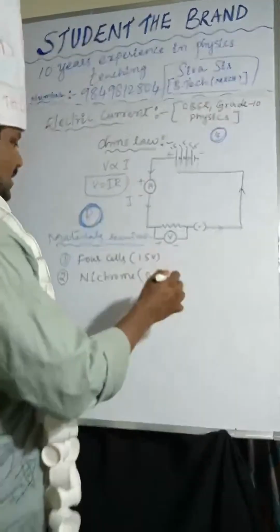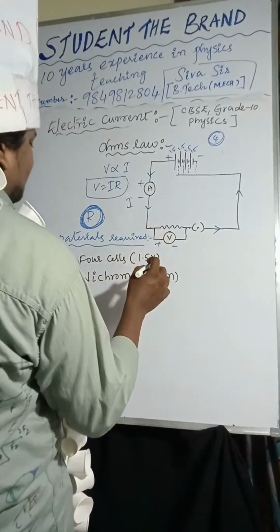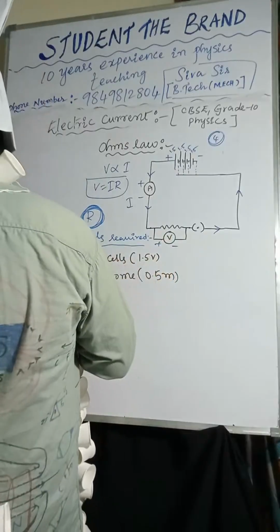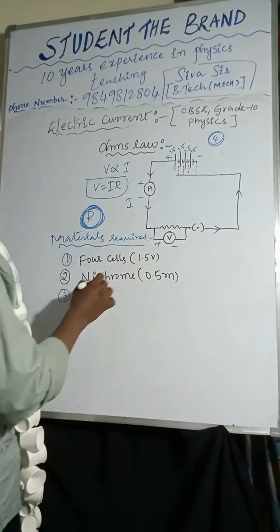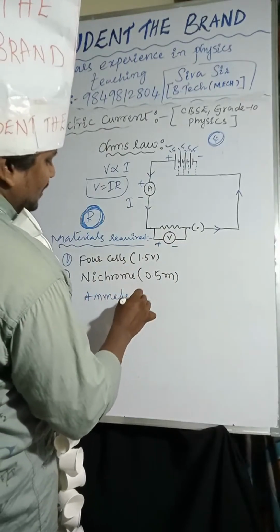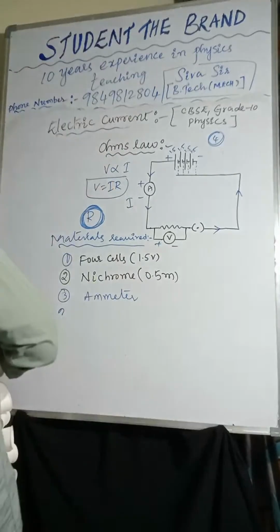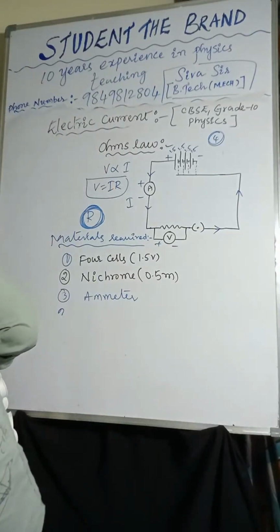Okay, so 0.5 I am taking. Coming to the third one, I'm taking an ammeter. The fourth one is a voltmeter. I'm taking a voltmeter.